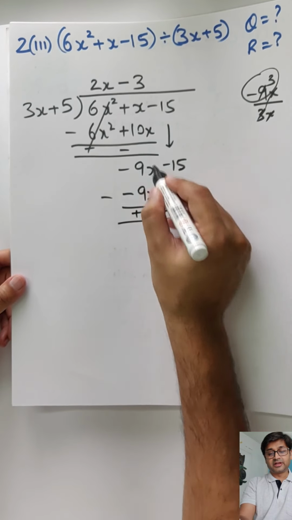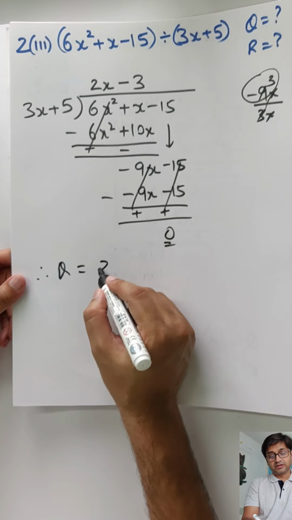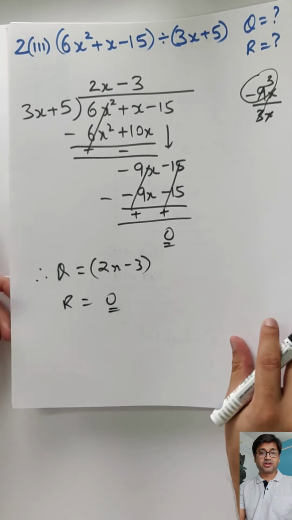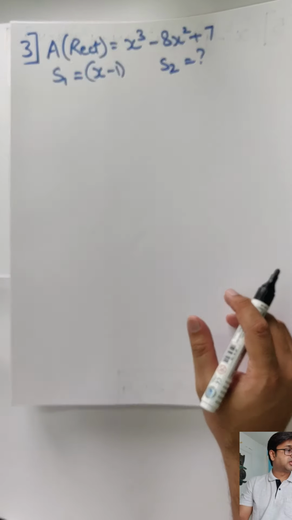Finally dividing, both signs change, you get a 0. So therefore my quotient is 2x minus 3 and my remainder is just a 0. Got it? Brilliant. Let's go to the next one.